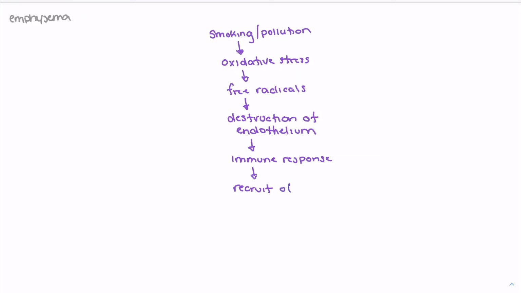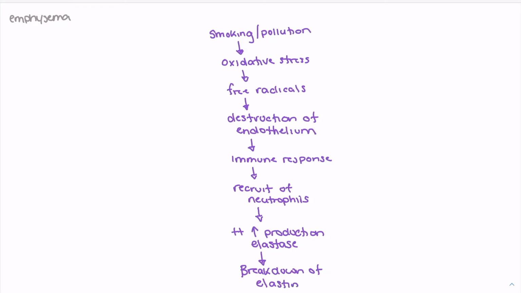So we get recruitment of neutrophils. And as we mentioned before, the challenge with neutrophils is that they are going to promote the formation of elastase. So the more neutrophils that come to an area, we start to see an increased production of elastase, which we know is going to break down elastin. So we start to see a breakdown of elastin, and we start to lose the amount of elastin that is in the lungs.